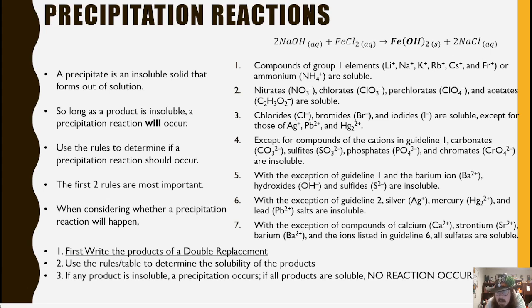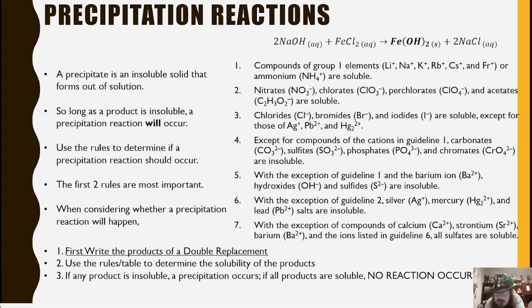Chloride, bromide, and iodide are usually soluble, except when it's mixed with these 3 heavy metals: silver, lead, and mercury. So mercury is right there below zinc, silver is right below copper, and lead is right there below carbon, way at the bottom. Those 3 guys make solids of those 3 halogens. This one is almost always insoluble.